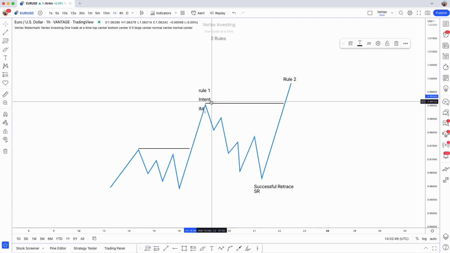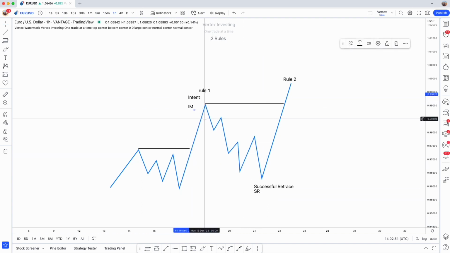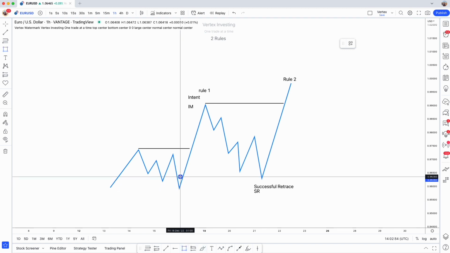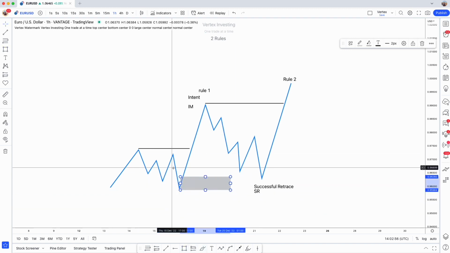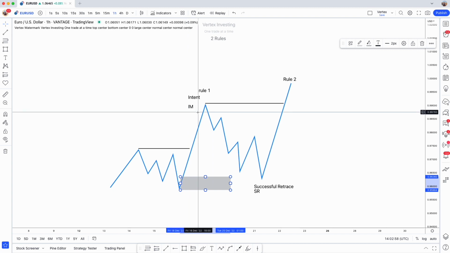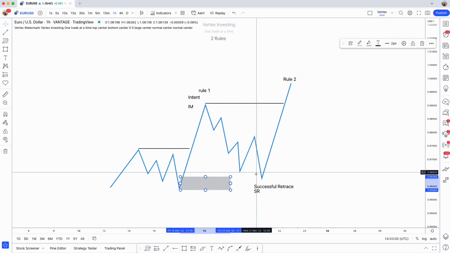The reason it's IM is because we call this the impulsive leg. And when we start talking about order blocks, whatever the OB is there is going to be our IMOB. Or when we talk about the SR, that's going to be our SROB.